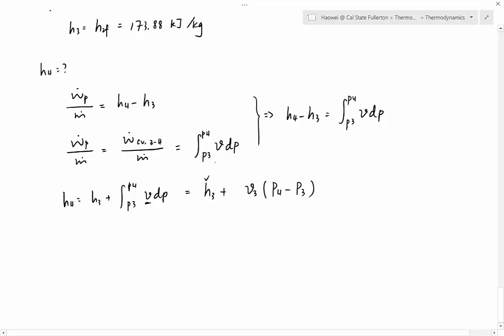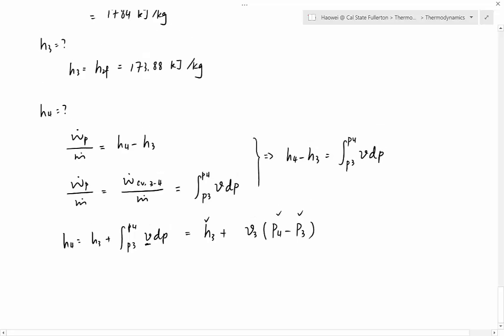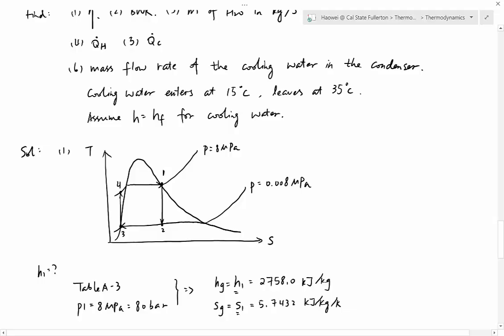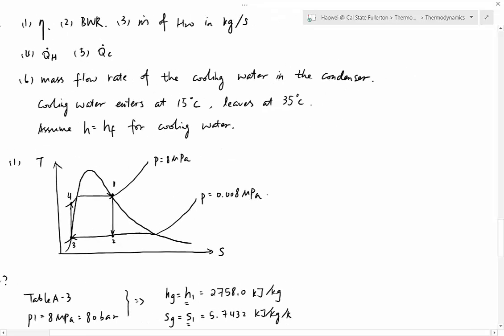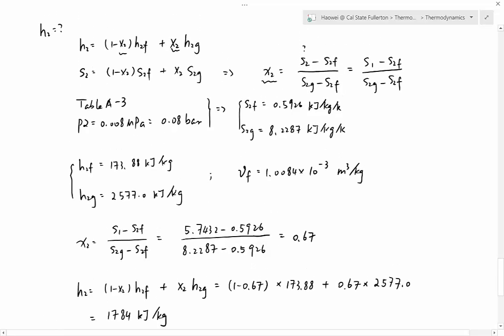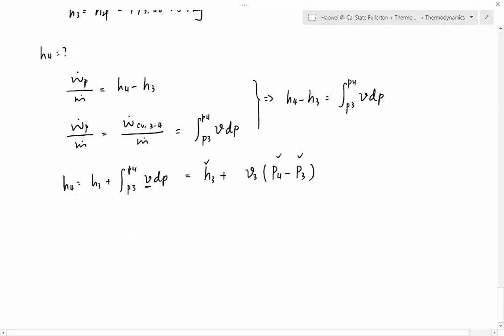Do we have P3 and P4? Yes. Do we have nu 3? What is nu 3? Nu 3 is the nu F at 0.008 megapascal at this pressure. Did we actually find it? We actually did. We went to table A3, we started from this pressure, and we found the corresponding nu F. And that is just my nu 3. So we actually found nu 3 earlier.